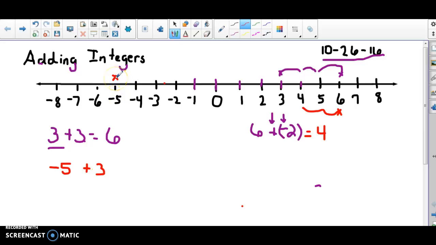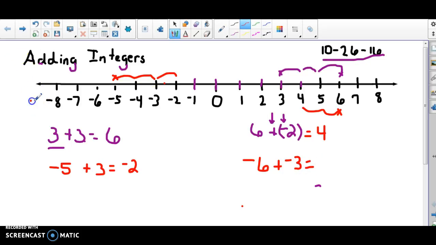That means I need to move forward 3 spots, or move to the right 3 spots. So I move 1, 2, 3. And where that gets me to is -2. Okay, and the next one that we're going to show is I started with a positive, then a negative. I'm going to start with another negative, and I'm going to add to that this time a -3.